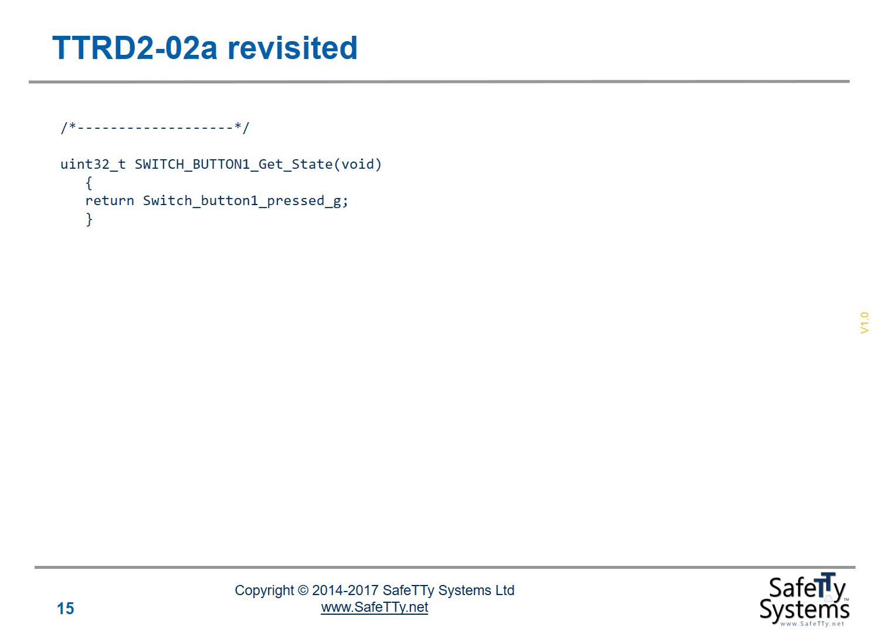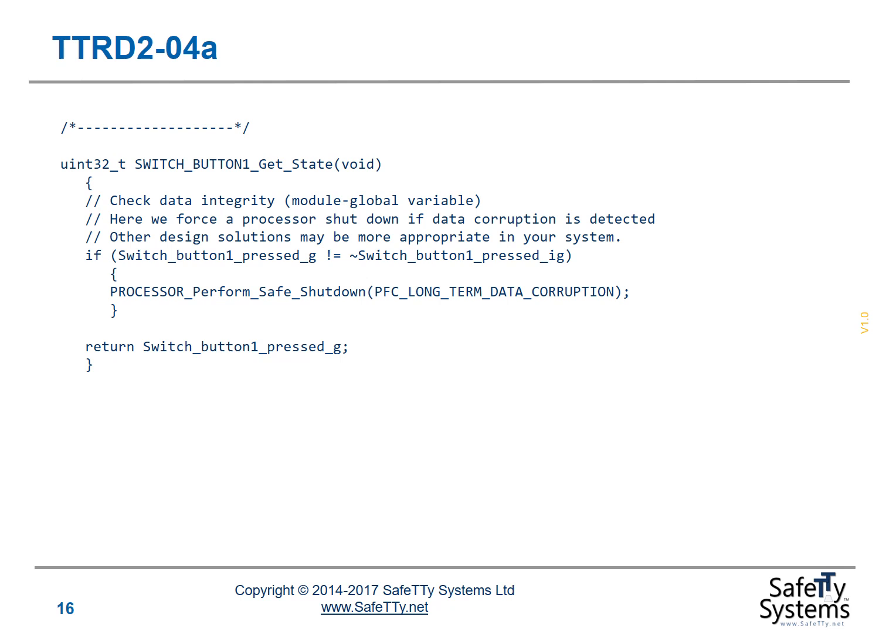So in this case, all we did was we returned the value of a module global variable using the getState function. That was from TTRD202A that we discussed in video 2. This is from TTRD04A. This has similar behavior, but now we are using both switch button pressed G and switch button pressed IG. So we've duplicated the switch button pressed variable.